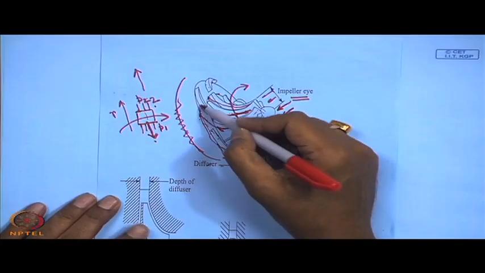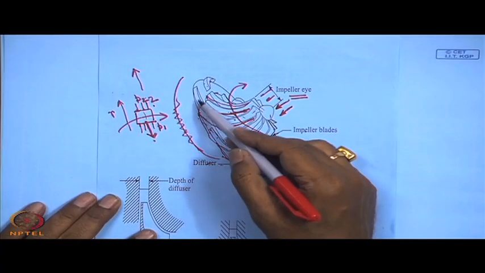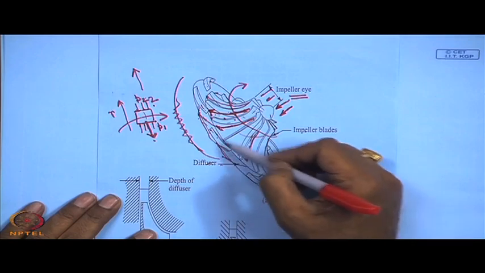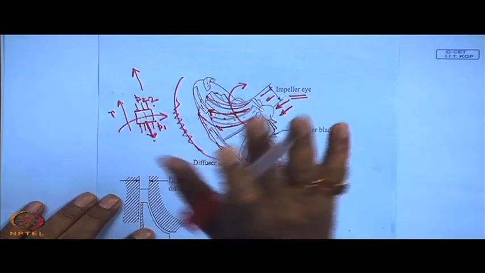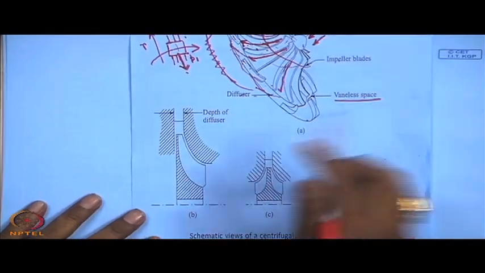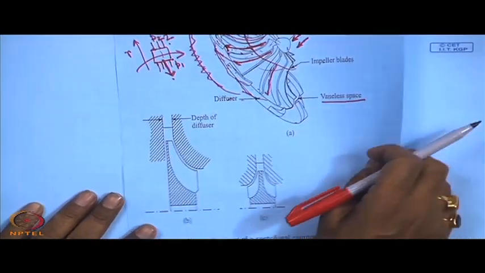There the impeller was called, there also impeller, sorry, not runner, impeller, at the outlet of the impeller, but there we had a single volute casing without a number of passages created by this type of vane. But here the vanes are there to create a number of passages to divide the flow into small passages. I will come to that afterwards.